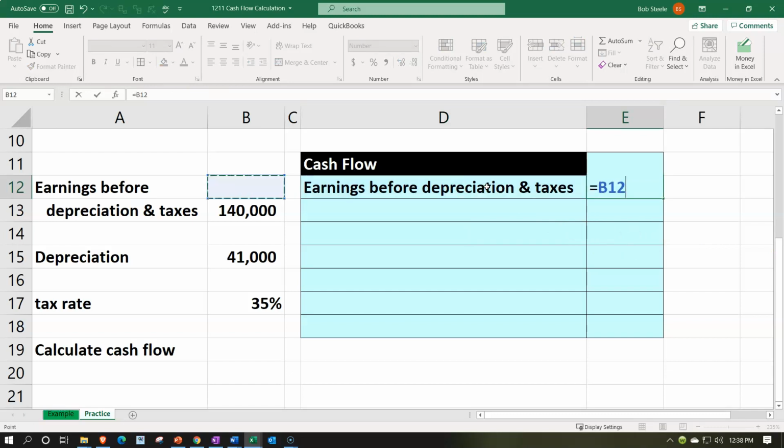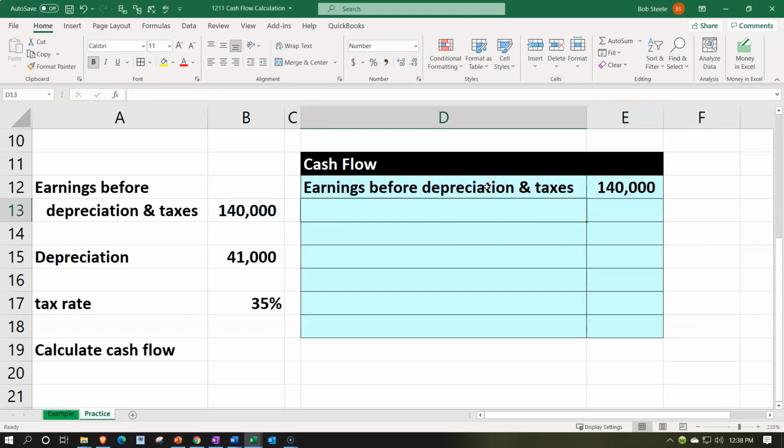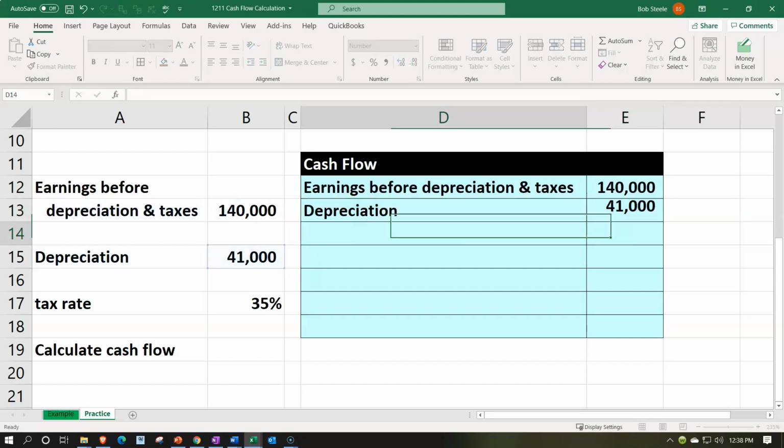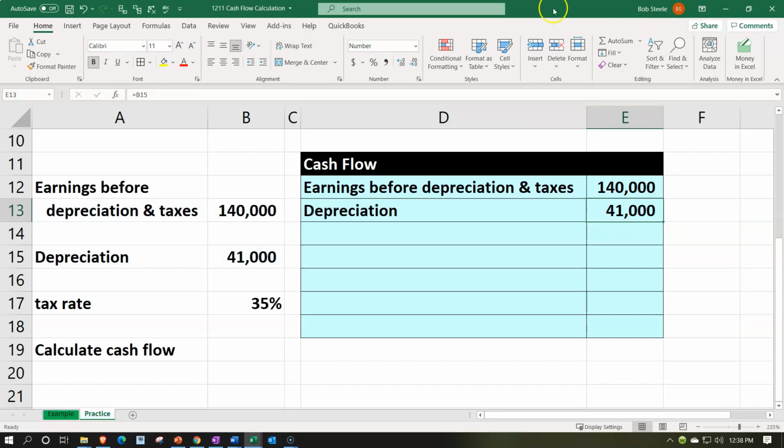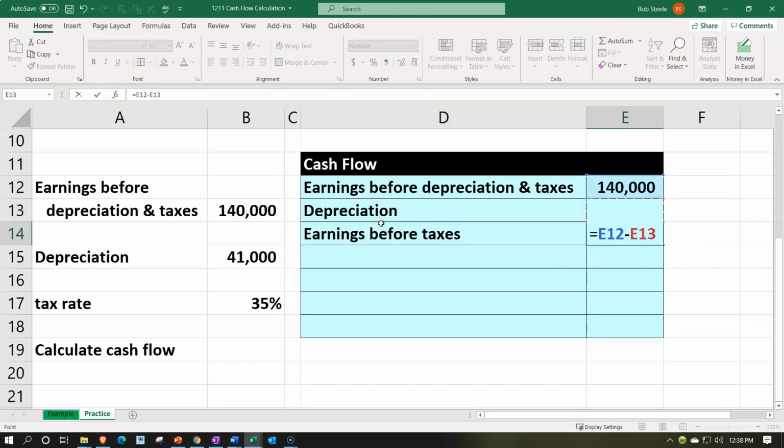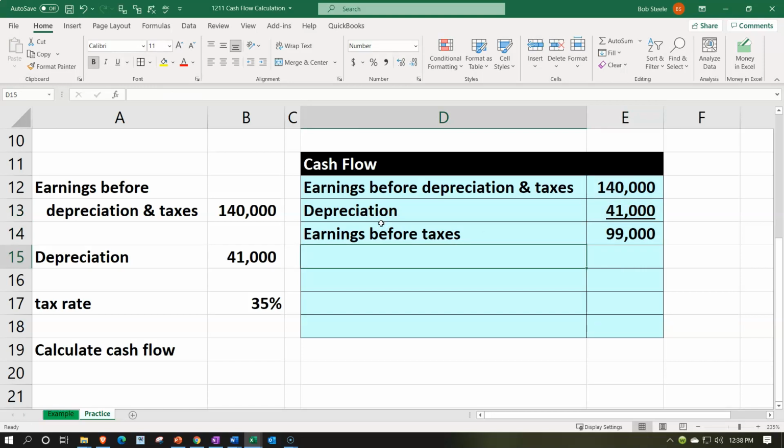So I'm going to say earnings before depreciation. We're going to be picking up the 40,000. And then we're going to be saying that the depreciation is going to be equal to the 41,000. Underlining that, font group, and underline. That's going to give us our earnings before taxes. Earnings before taxes equal to the 140,000 minus the 41,000, or the 99,000.